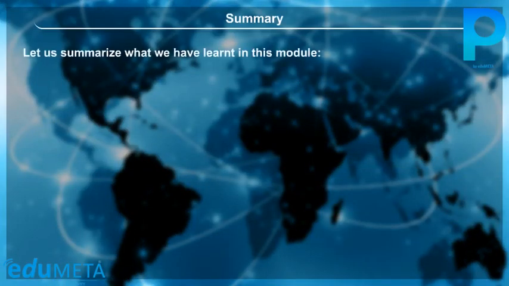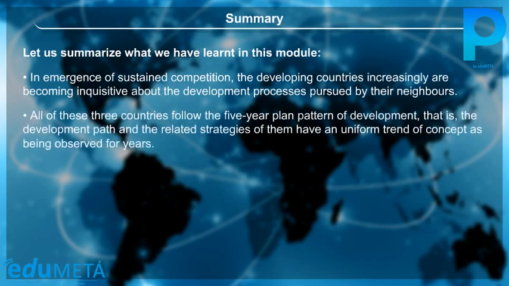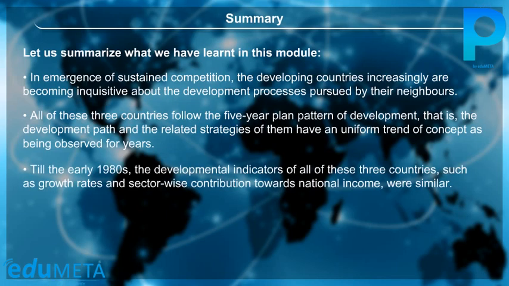Summary. Let us summarize what we have learnt. In the emergence of sustained competition, the developing countries are increasingly becoming inquisitive about the development process pursued by their neighbors. All of these three countries follow the 5-year plan pattern of development. The development path and the related strategies of them have had a uniform trend of concept, as has been observed for years. Till the early 1980s, the developmental indicators of all these three countries, such as growth rate and sector-wise contribution towards national income, were similar.